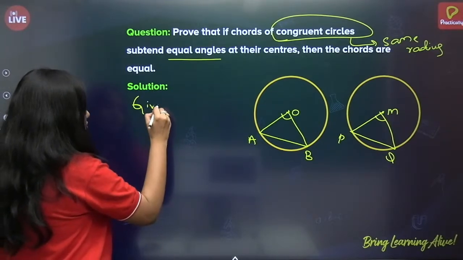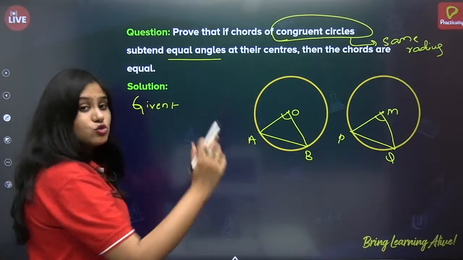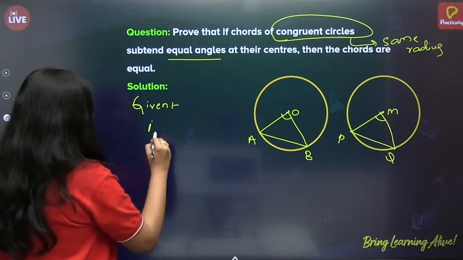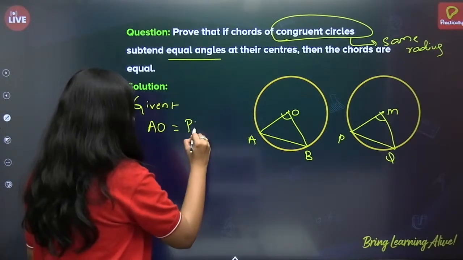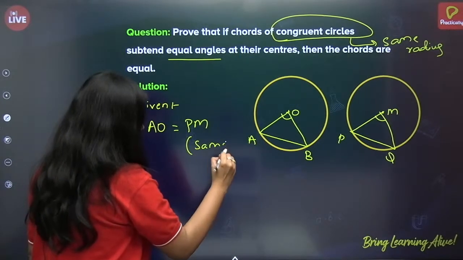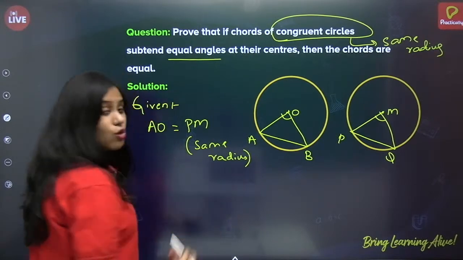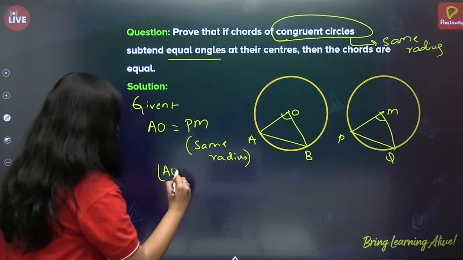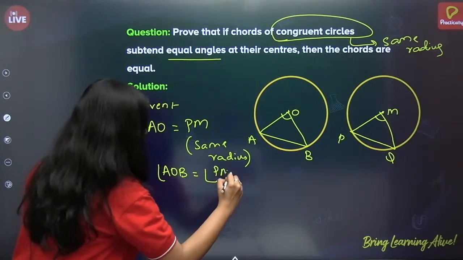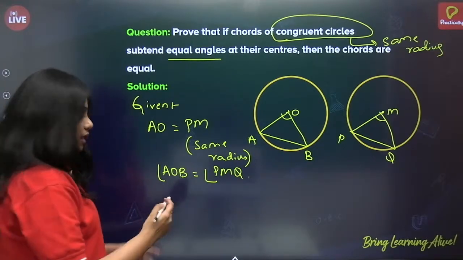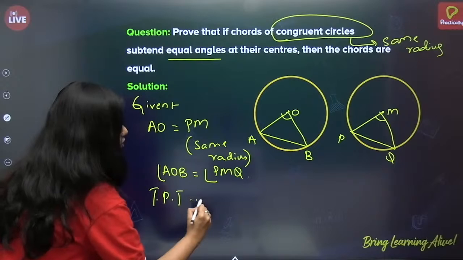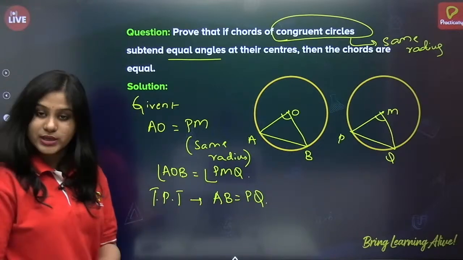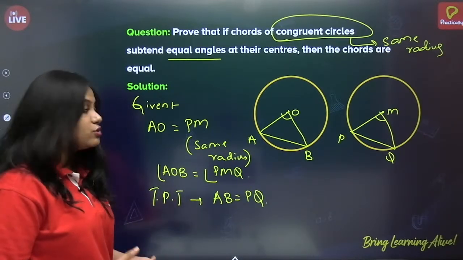What is given? Given they are two congruent circles, that is, they have the same radius. So AO is equal to PM, correct? Why? Same radius. Next, it is also given they subtend equal angles at the center. So angle AOB is equal to angle PMQ, correct? Now what do we have to prove? To prove that AB is equal to PQ. Of course, we have to use congruency again. But what congruency will we be using to prove this?